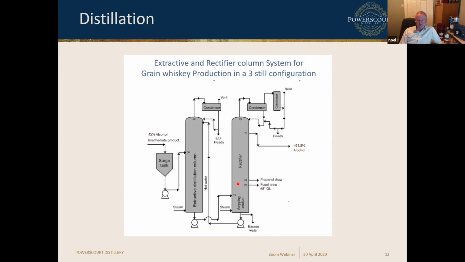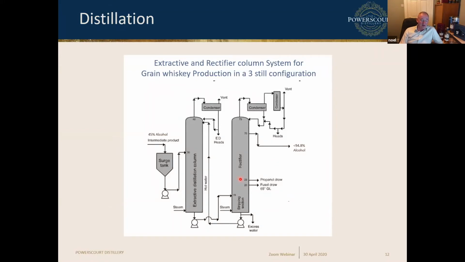I might go into more detail later on, but that is the strength at which you will get the highest concentration of amyl alcohol in your liquid phase. And it's very important that that is where you draw off your fusel oil. That's where you'll get most of your oils coming off. You will also take some propanol off there as well, and that's the next couple of plates up.